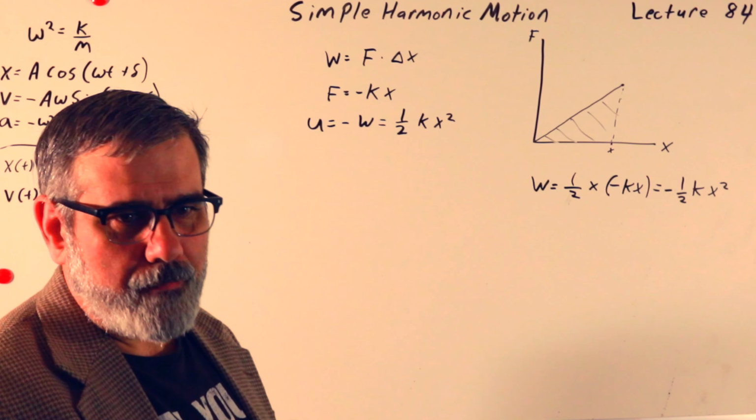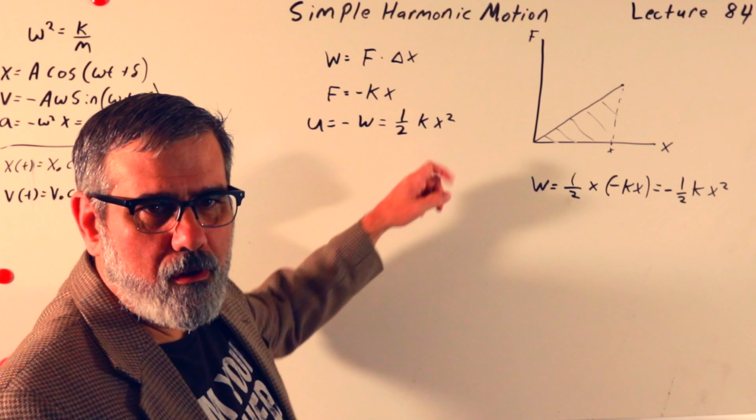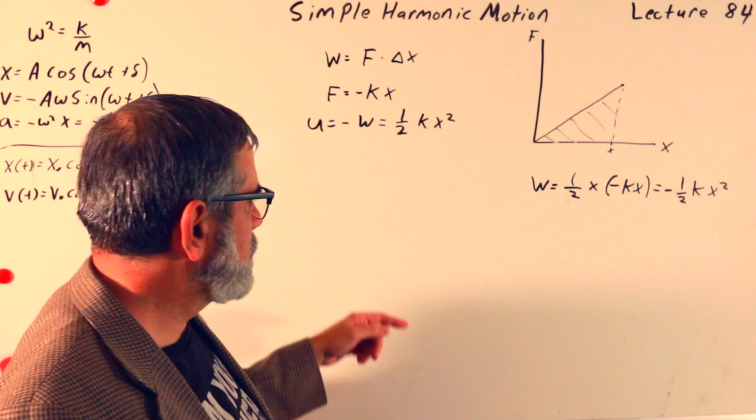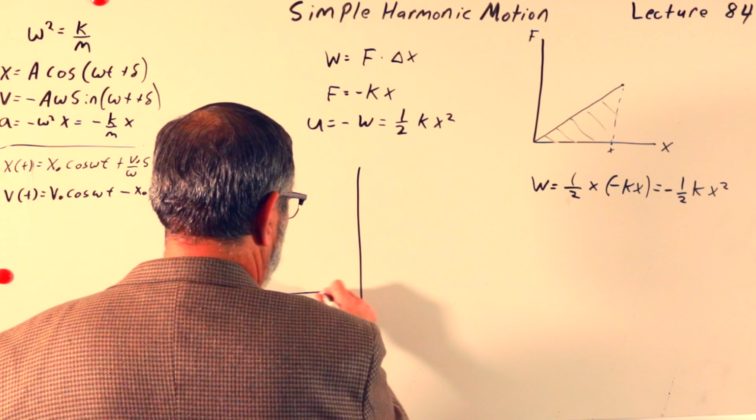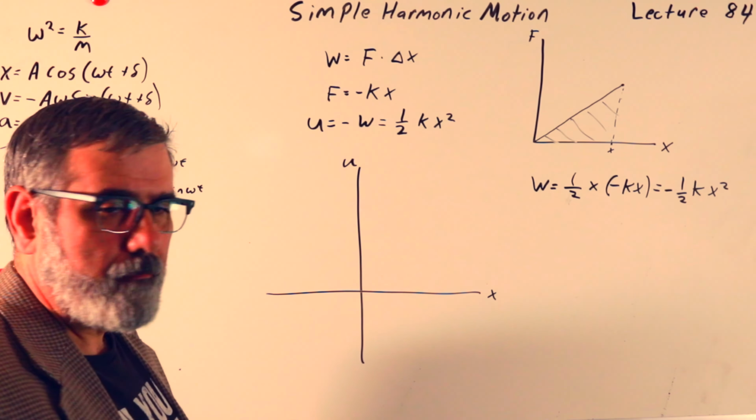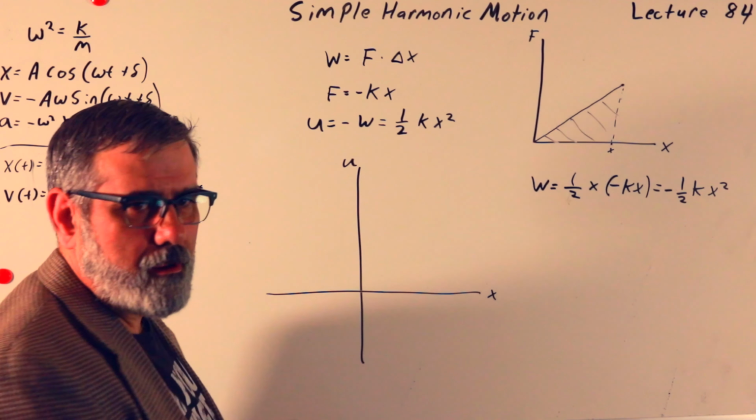And so what shape describes this? What's this graph going to look like if I graph the potential energy versus displacement x? Here's the x-axis, and this is the potential energy, U. U is equal to 1/2 kx squared. What is that called?